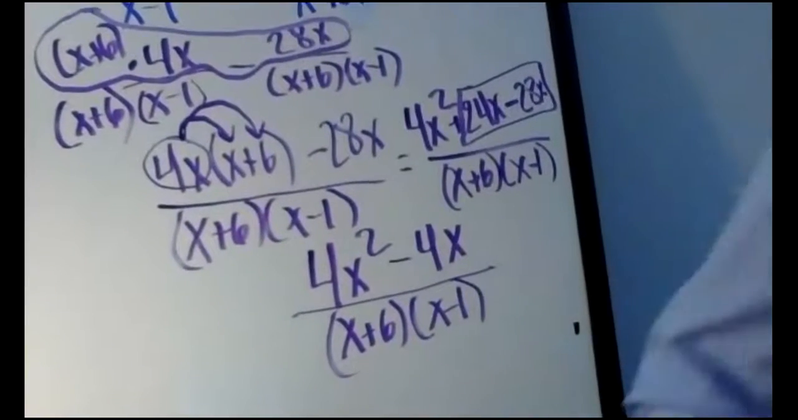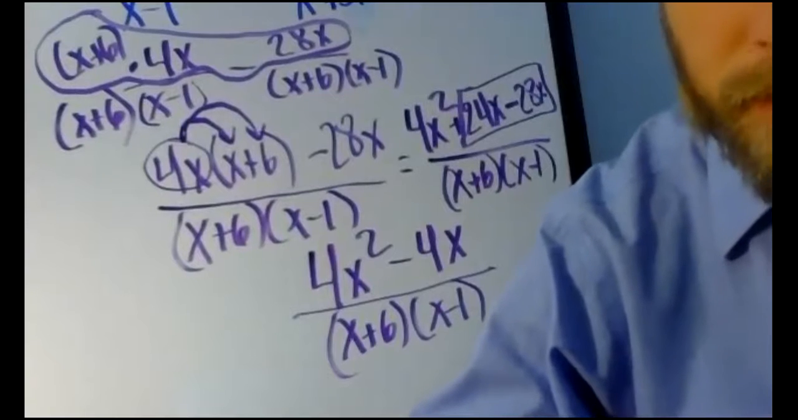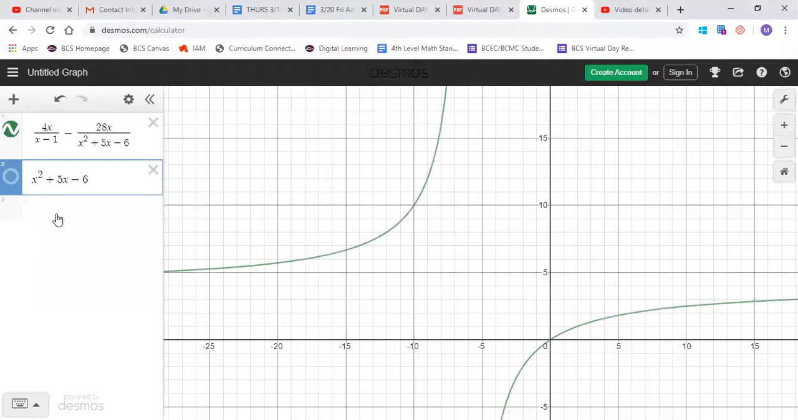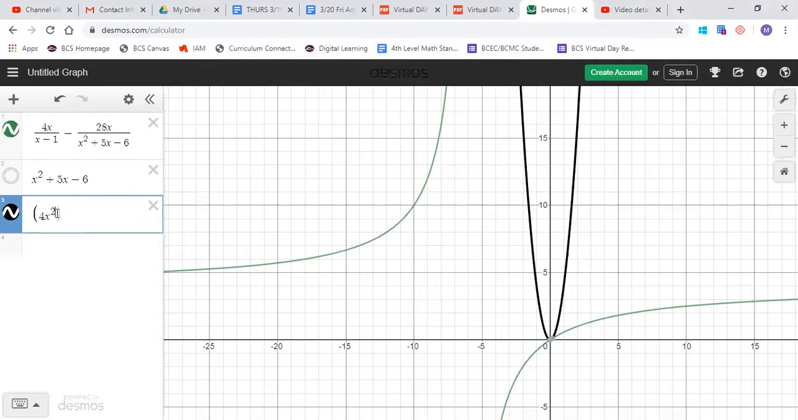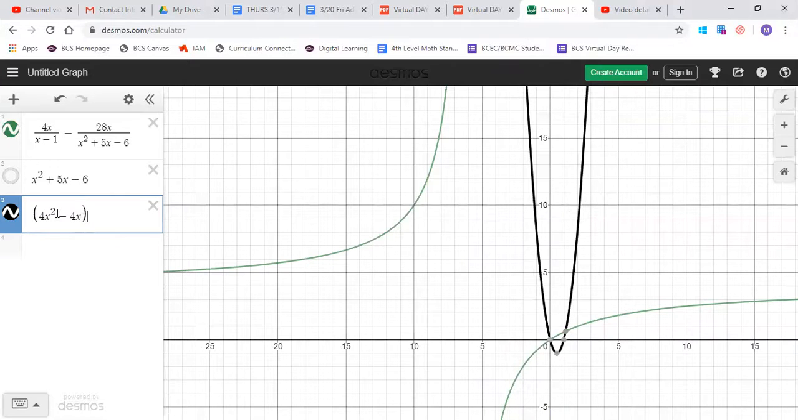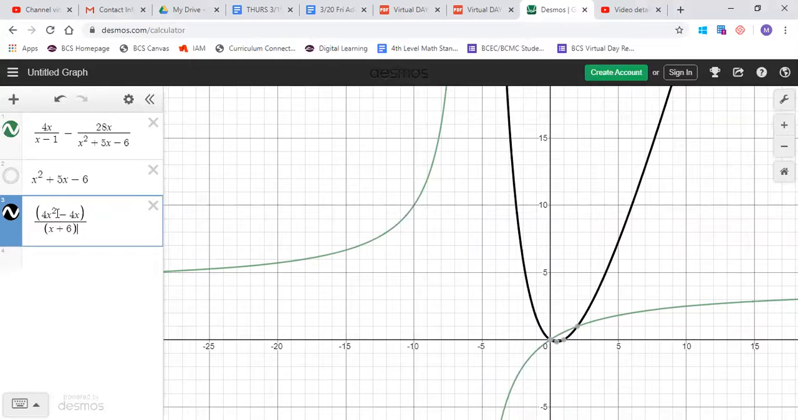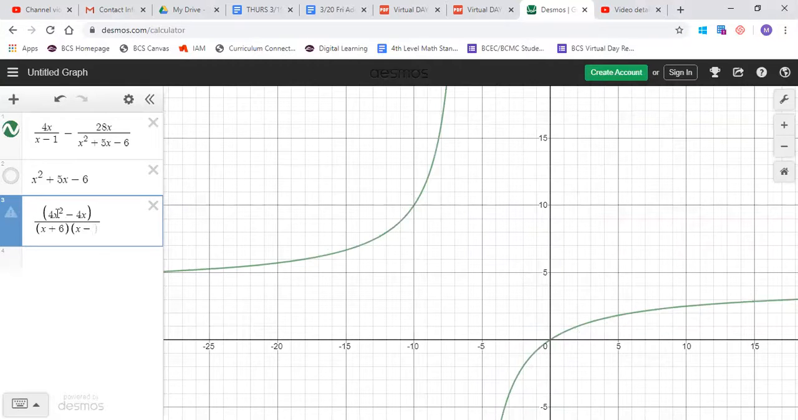Okay, I'm going to go back to Desmos and share that screen with you. I want to type that in just to make sure we're doing exactly what we need to do. So parentheses 4x squared minus 4x, all divided by parentheses x plus 6 and x minus 1. Notice they overlap each other, so we are in good shape. In our quizzes, we should have that set up to where we understand that piece.